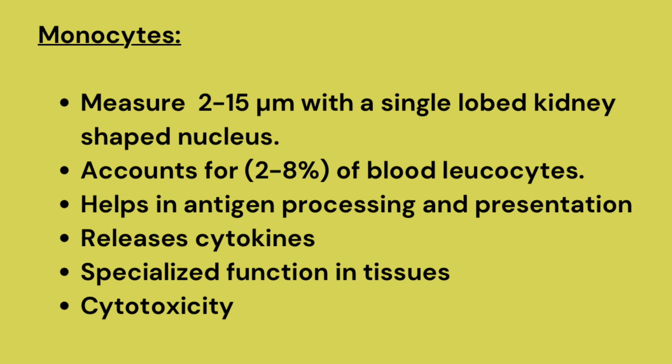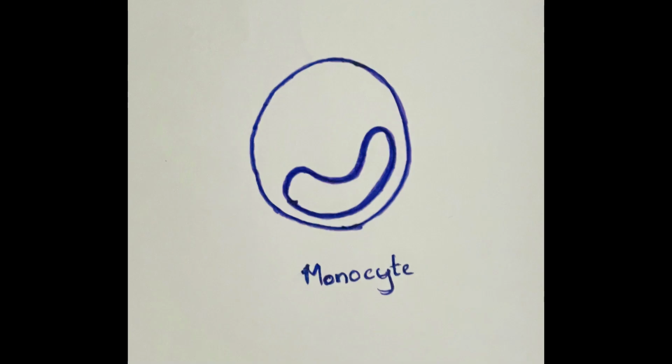Monocytes measure 2 to 15 μm with a single-lobed kidney-shaped nucleus. They account for 2 to 8% of blood leukocytes. Some of the functions of monocytes are that they help in antigen processing and presentation, release cytokines, have specialized functions in tissues, and another function is cytotoxicity, that is the ability to destroy living cells. So this is the structure of a monocyte, and you can see it has a single-lobed kidney-shaped nucleus.